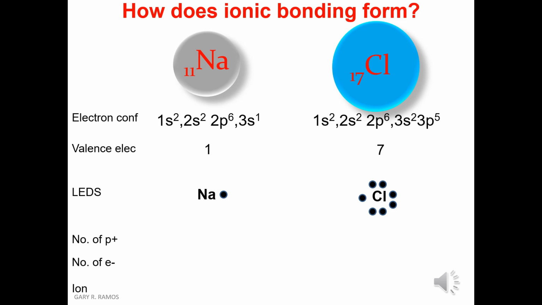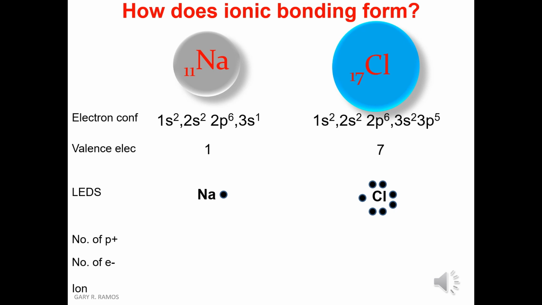After we have solved the valence electron of sodium and chlorine, we're going to write the LEDS, or Lewis electron dot structure, of sodium and chlorine. In writing the Lewis structure of a particular atom, we have to consider the chemical symbol, which represents the nucleus and inner electrons, and the dots, which represent the valence electrons.